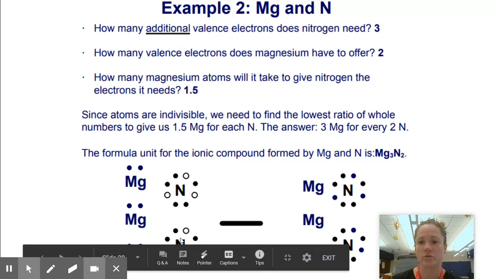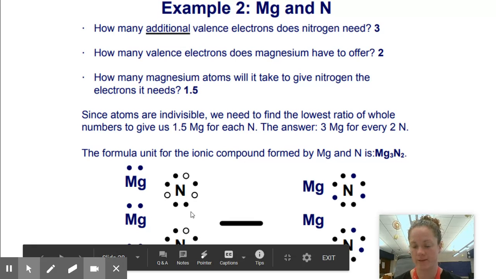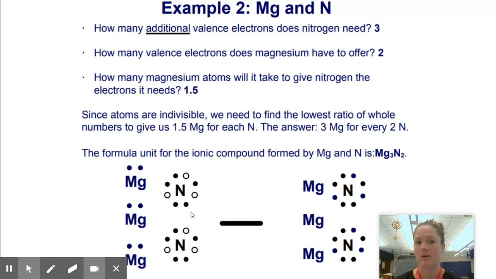So now we have 2 nitrogens, which would need 6 more valence electrons to be stable. And we can do that with magnesium because magnesium offers 2. So we would need 3 magnesiums to equal 6 valence electrons to donate.